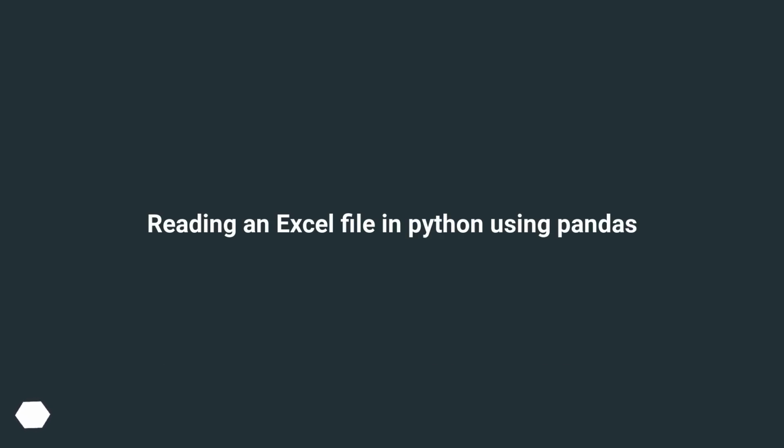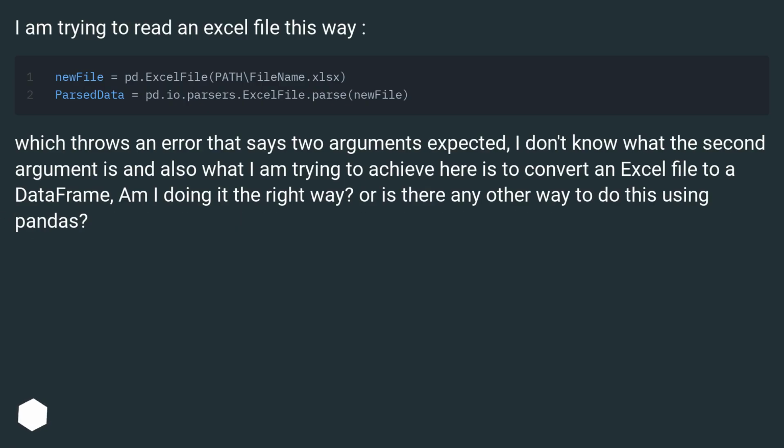Reading an Excel file in Python using pandas. I'm trying to read an Excel file this way, which throws an error that says 2 arguments expected.